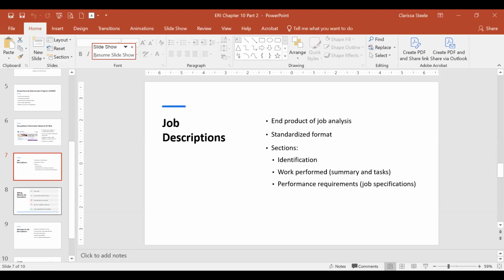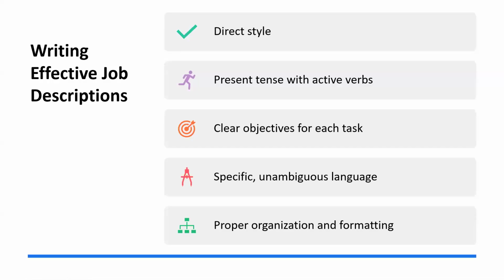Before we get into showing you some job descriptions, I realize I forgot to make this in presentation mode. Here we go. To write a job description, you want to use a direct style, present tense with active verbs, clear objectives for each task, specific unambiguous language, and proper organization and formatting.